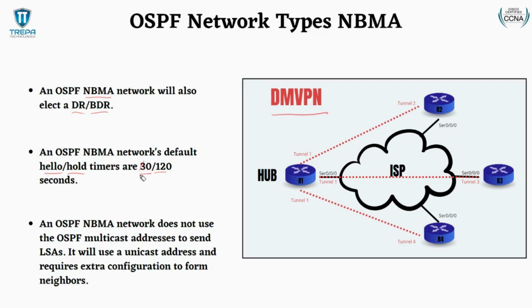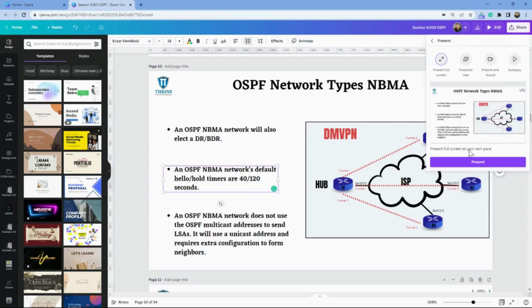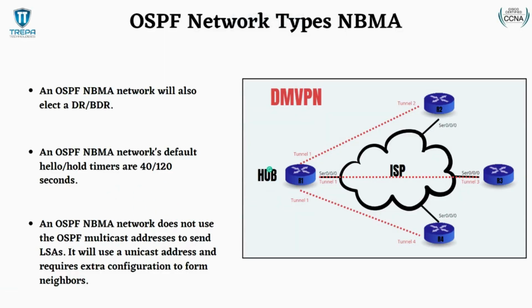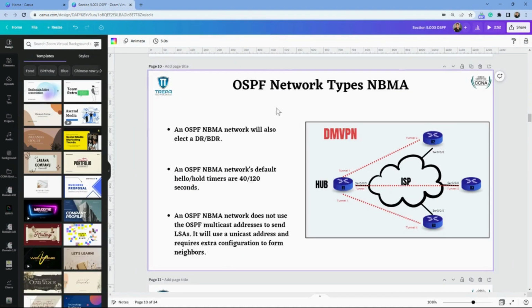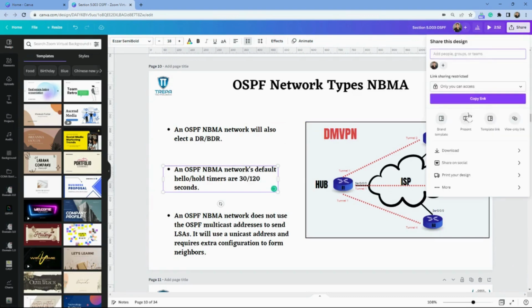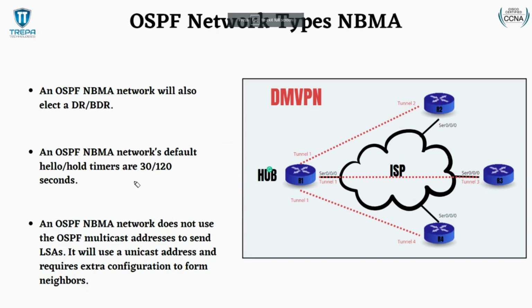Excuse me, that should be 40 seconds and 120 seconds. So let me just go ahead and fix that right now. The beauty of using Canva. All right. So that's going to be the defaults in an NBMA network. Again, wait, actually, my fault. Yes, it's times 4. So it is 30. Whew, sorry about that. No, that is correct. So the defaults are 30 and 120 seconds, right? And remember, the hello timers are going to be multiplied by 4 to get that hold time, okay?